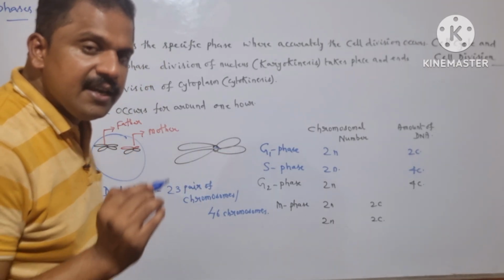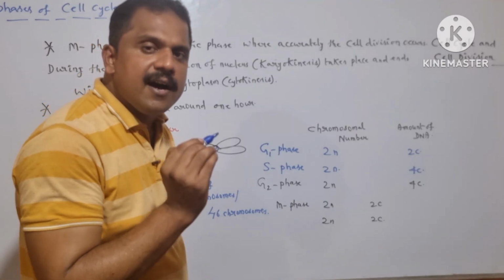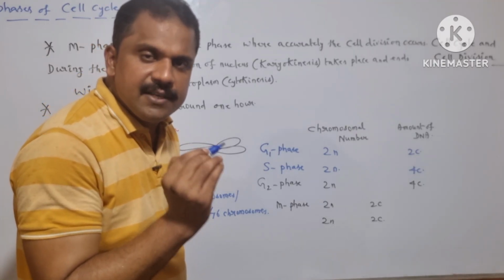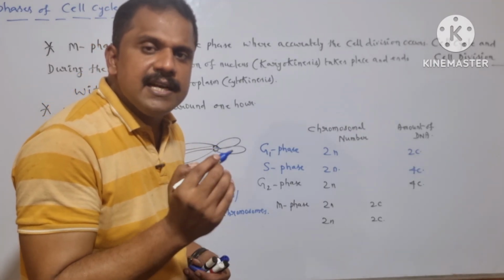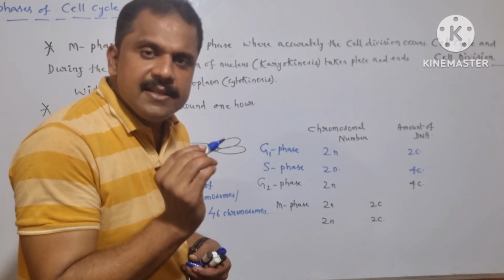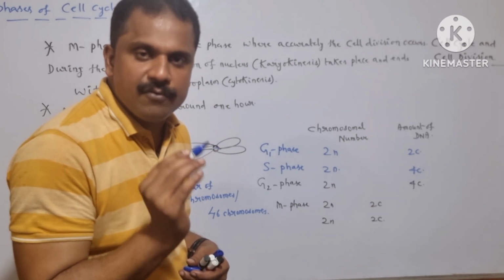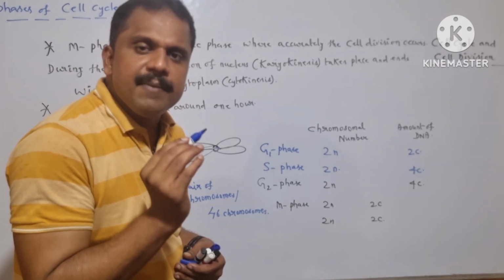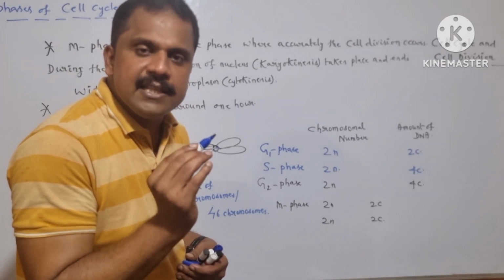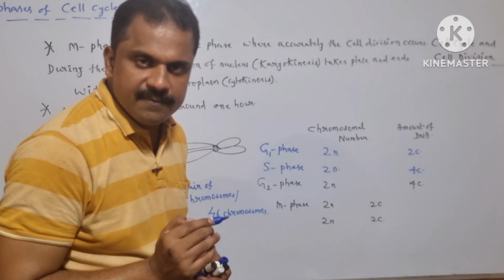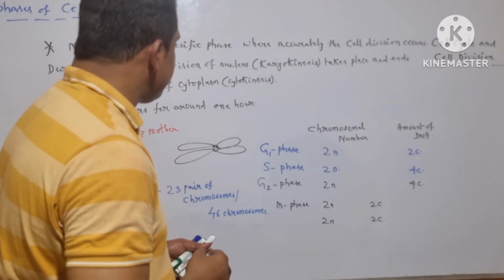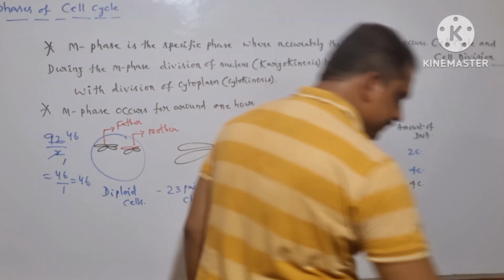So the reason why the mitotic cell division is otherwise known as equational division is that during the mitotic cell division, likewise the parental cell, even the daughter cells have the same number of chromosomes. Is it clear? So let me erase the things here.